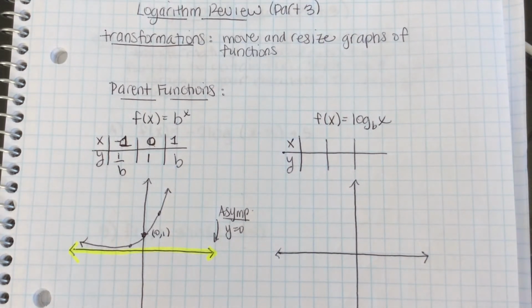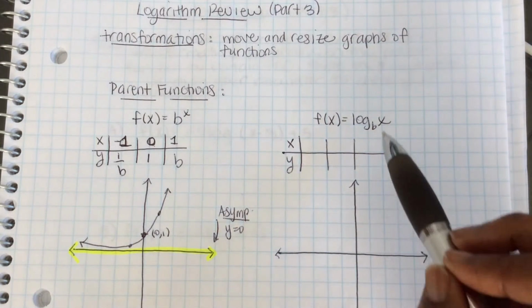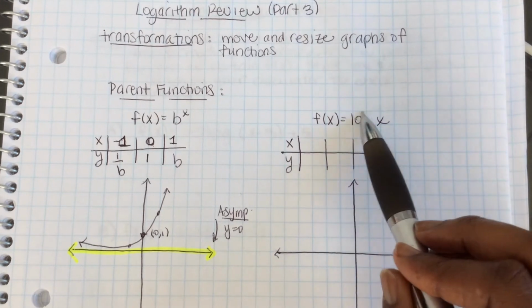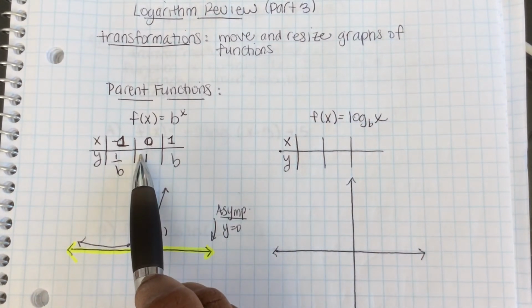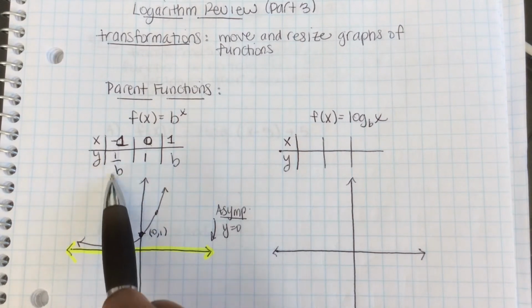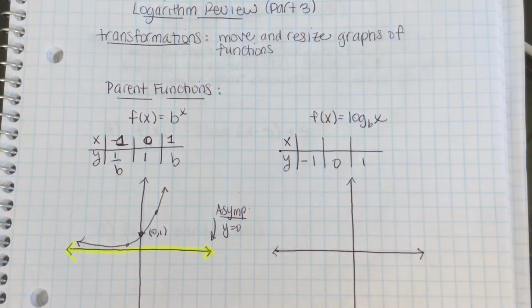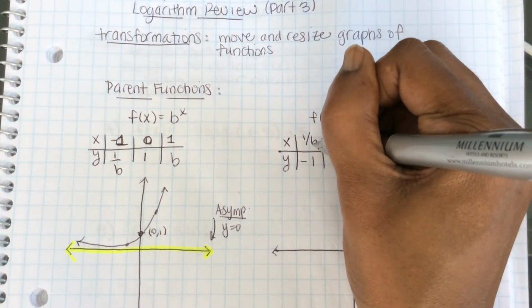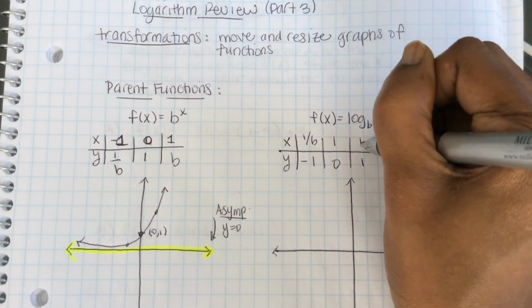So now, if I want to graph f of x equals log base b of x, I don't even really need to plug in any values here. I just remember that this function is the inverse of this function. So therefore, my x and y values are going to switch. So now this is going to be -1, 0, 1. And this is going to be 1 over b, 1, and b.